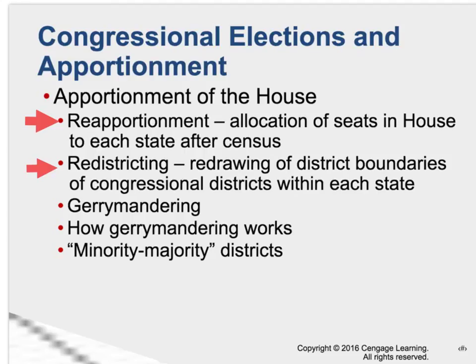Redistricting is the process of redrawing those district boundaries within each state. Reapportionment tells you how many seats each state gets. Redistricting, after you get the census, you'll draw the boundaries of each congressional district to make sure they have a substantially equal number of residents in that district. Gerrymandering, that's how you draw district lines for political advantage.